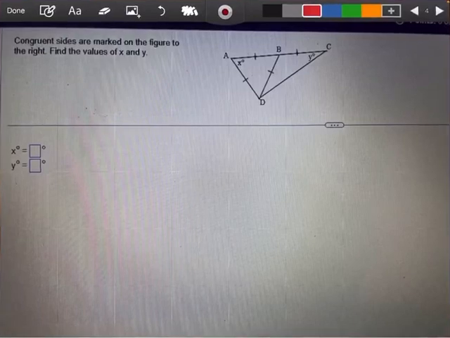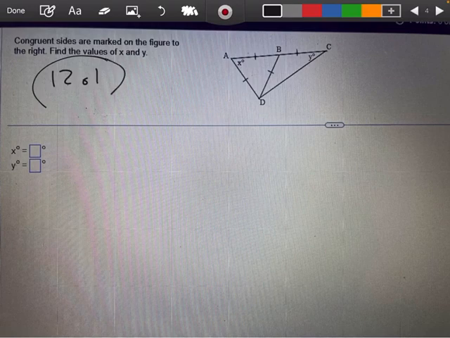All right, so y'all, this is a homework problem out of 12.1, okay? And so what we're trying to do is, it says congruent sides are marked on the figure to the right, find the values of x and y. Okay, so y'all, I'm gonna focus on this triangle first.